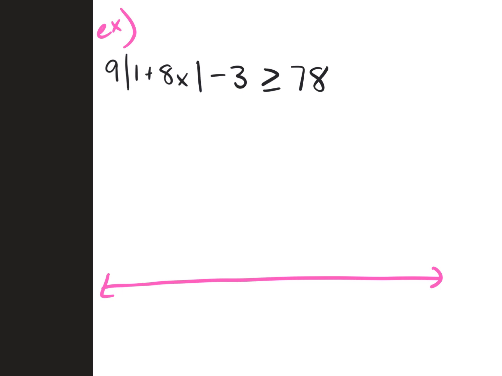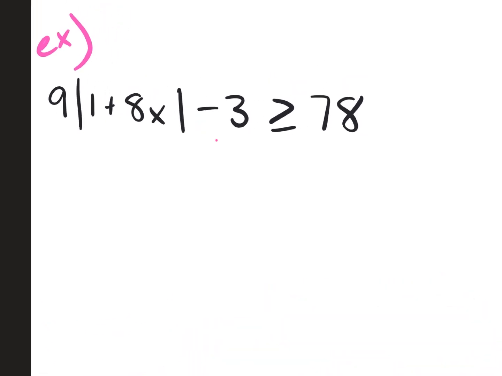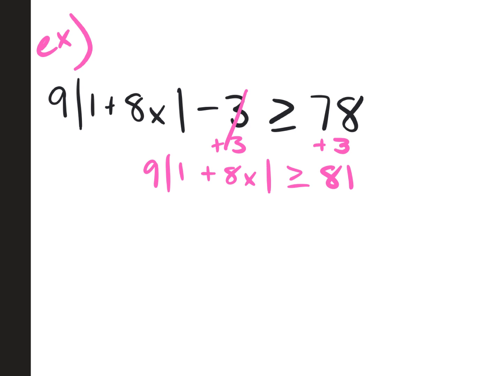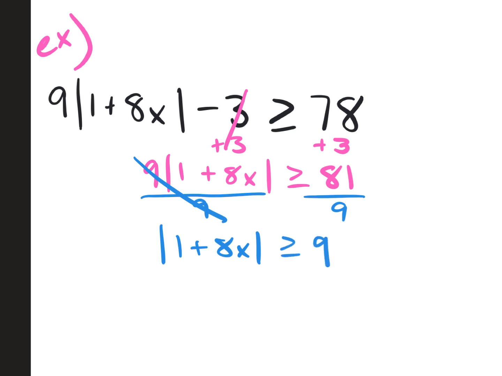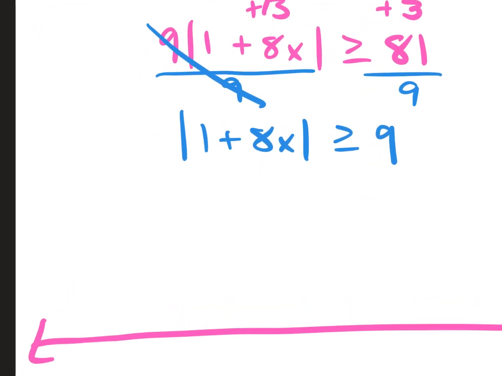What would I do first to solve? Add 3. So 9 times the absolute value of 1 plus 8x is greater than or equal to 81. What do we do next? Divide by 9. So the absolute value of 1 plus 8x is greater than or equal to 9. What do we do next? We split it. Don't forget to split it. We have 2 answers here.